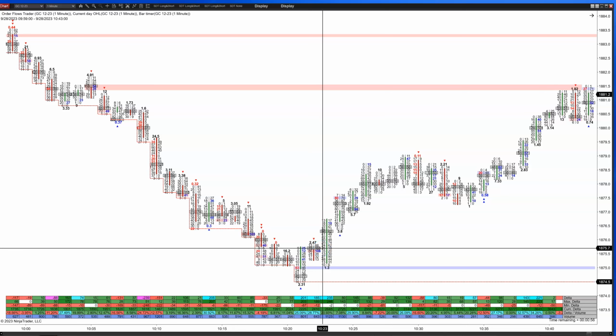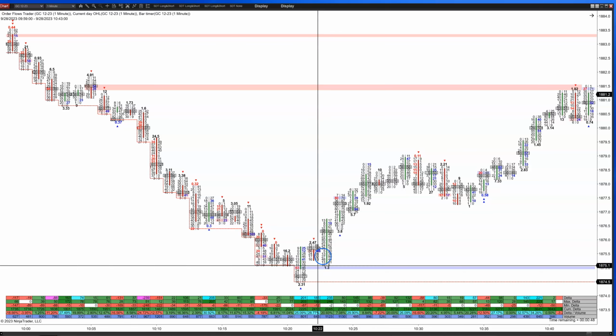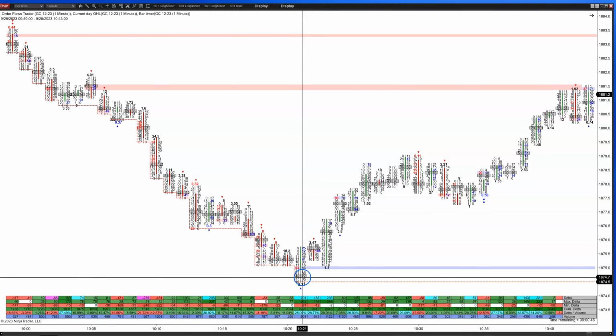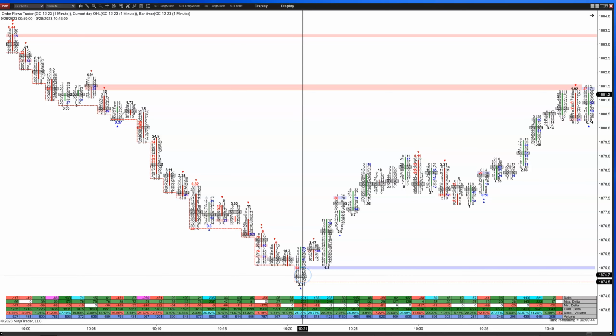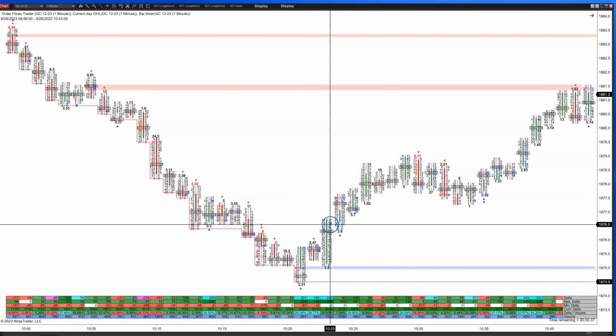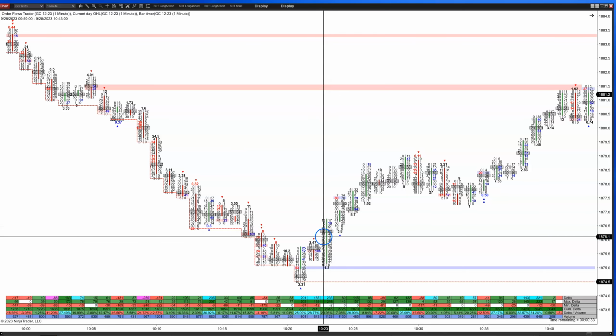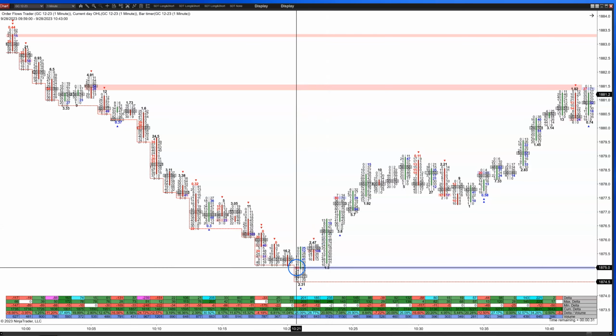So that's one of the ways that you can use the Orderflows Trader to easily identify when there's demand coming into the market. Because what's demand, right? Demand is not just aggressive buying taking place. If you're looking for the market to go up, yes, you want aggressive buying, but you also want strong bids coming in. And what's going to help you identify that is imbalances, selling imbalances on those green candles.